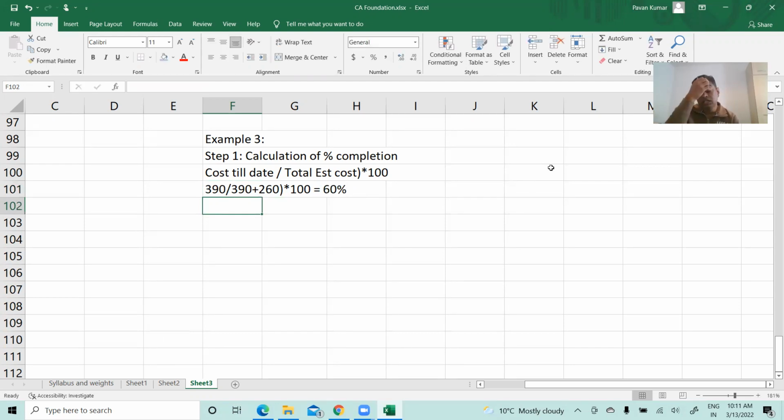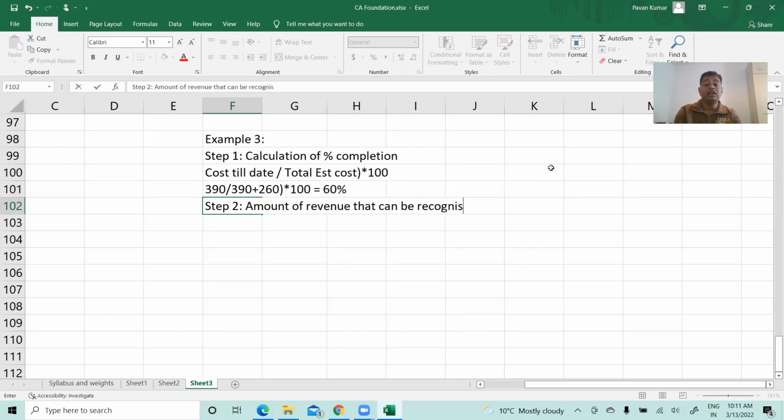So step 2: amount of revenue that can be recognized for the current year. Can I say total contract price into above percentage completion? That is equal to total contract price 600 into 60%. Guys, can you tell me what is your revenue? 600 into 60% is 360.